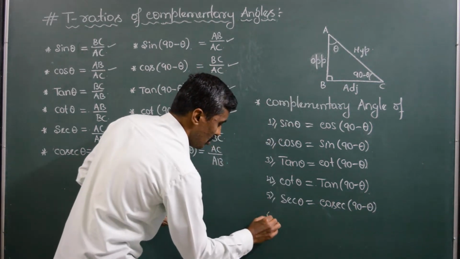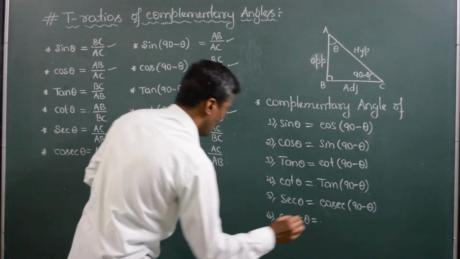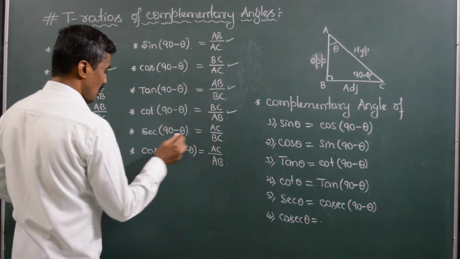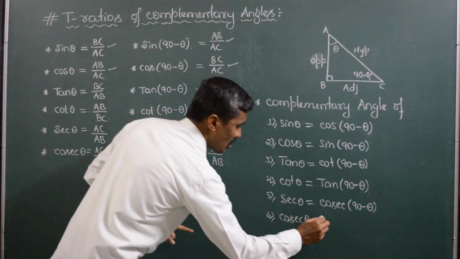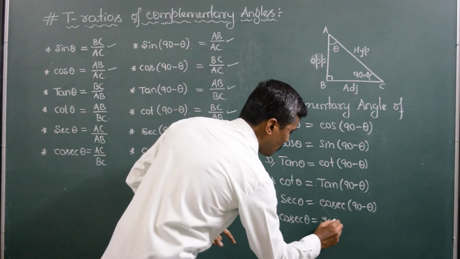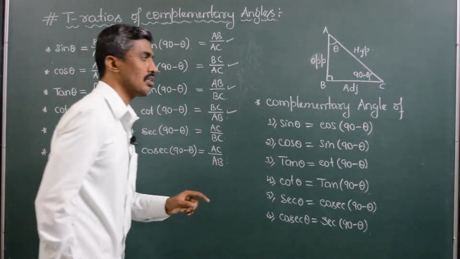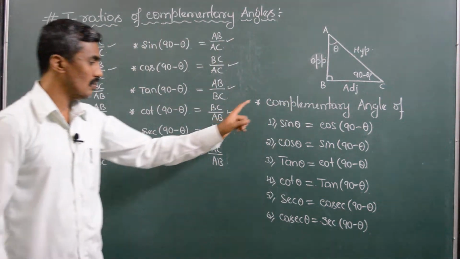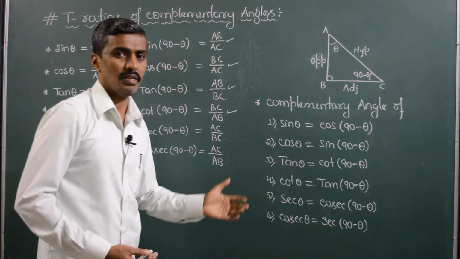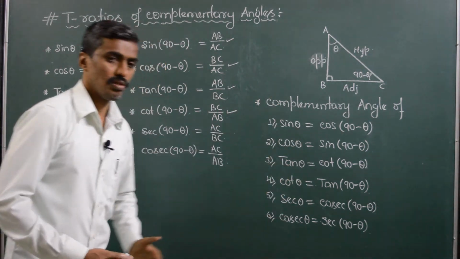The last one is cosecant theta. What is cosecant theta? That is AC by BC. AC by BC is for what? Secant of 90 minus theta. So the complementary angle of cosecant theta is secant of 90 minus theta. This is very important from the point of view of the examination. If you remember this, then we can solve any problem based on complementary angles. Please note these things.